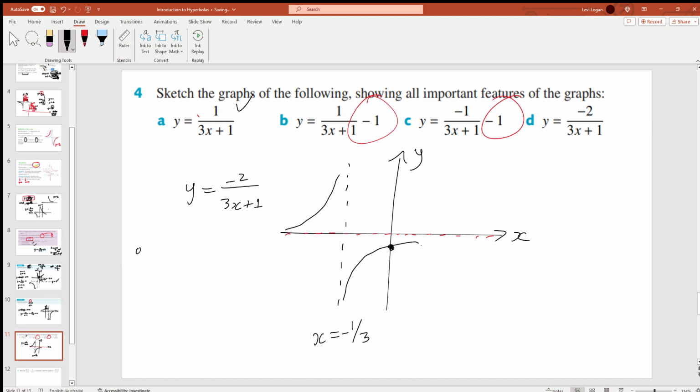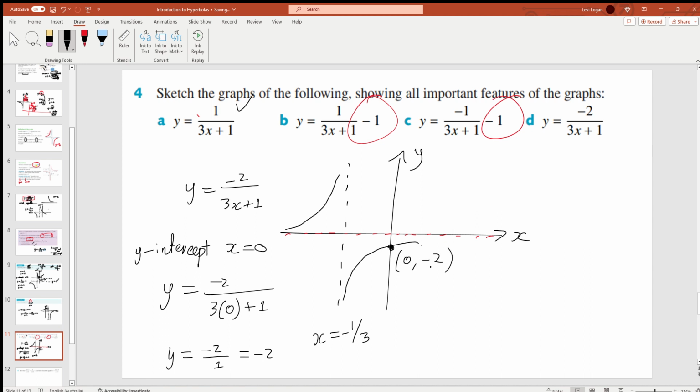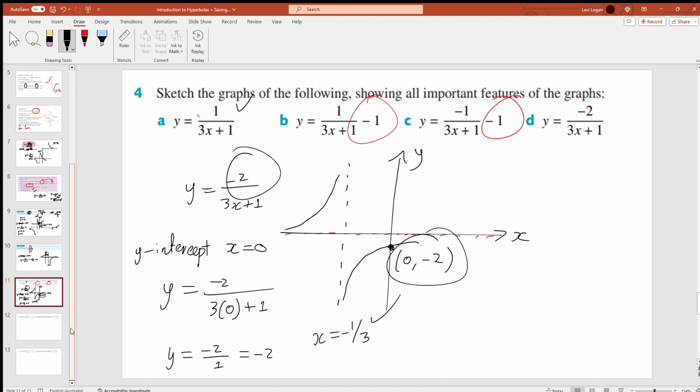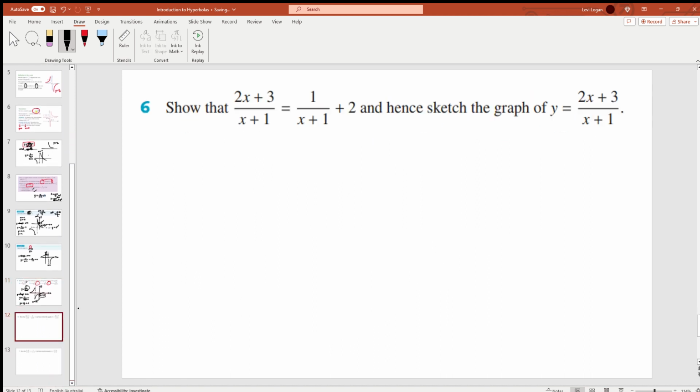So y-intercept, x equals 0. So y equals -2/(3 times 0 + 1). So you're going to get y equal to -2/1, which is -2. So this is going to be (0, -2). And you don't need to include any other information because you've got the asymptote and you've got this point here, which accounts for this number up here. Okay, so you have all the information you need to work out your equation from the graph. But that's how you do that one. Let's take a look at another example that's a bit trickier than the previous one.